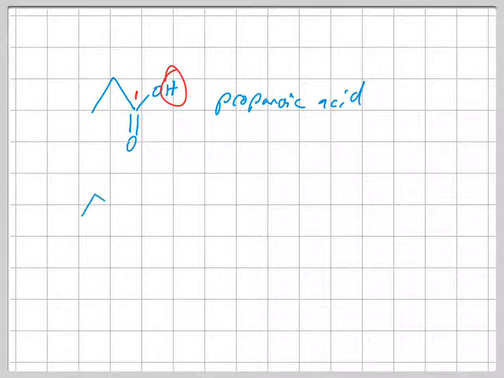So we'll go 1, 2, 3, 4. There's our oxygen. Do you see how these are the exact same structure in between these two? But instead of having a hydrogen coming off of that, let's put an ethyl group here. So there's 1, 2 carbons. So that'd be an ethyl group.